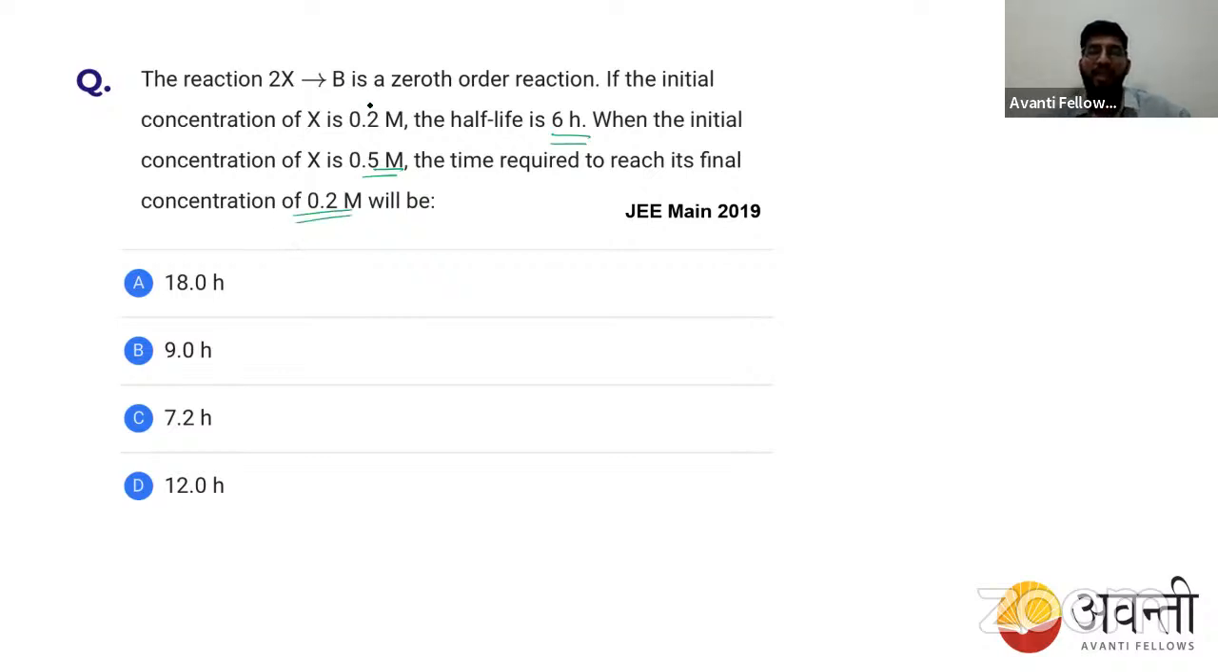So they have given the initial concentration for a zeroth order reaction, and the half-life is 6 hours. So I can calculate the K value easily. Think about the question and tell me the answer in the chat box. Very simple question. You can tell the answer in an easy way. Okay, let's try to solve it.